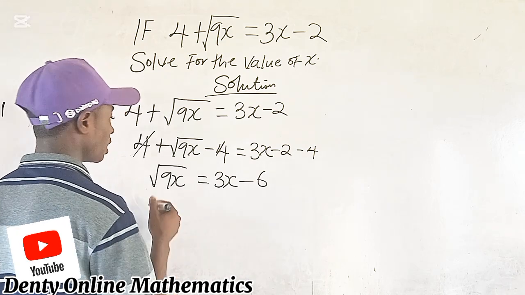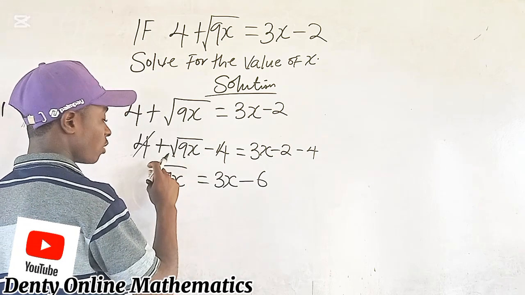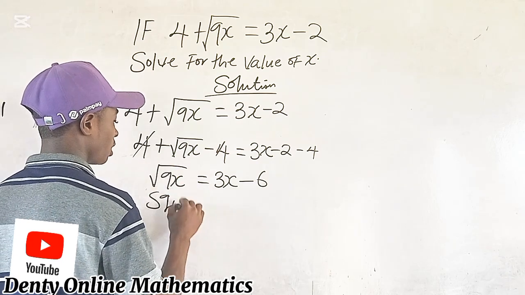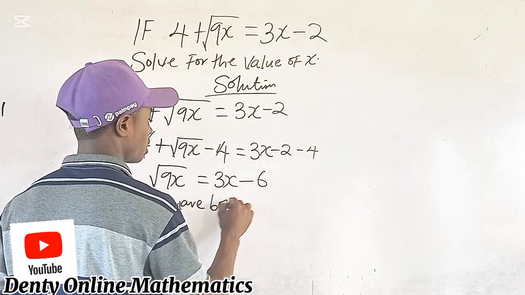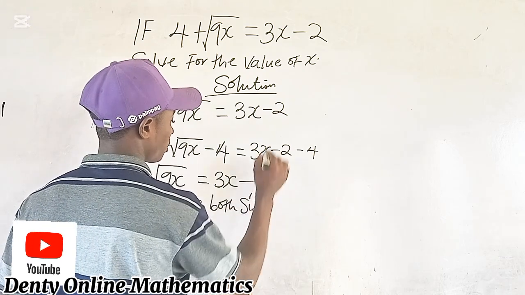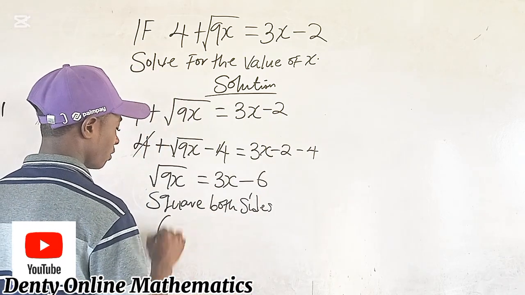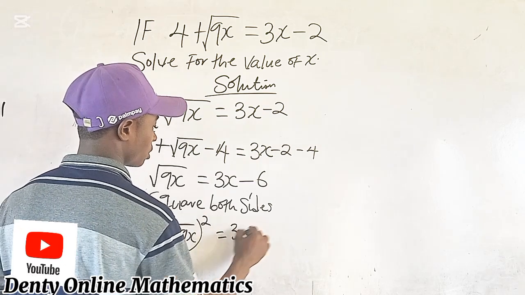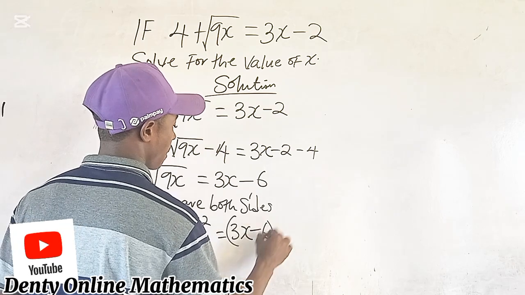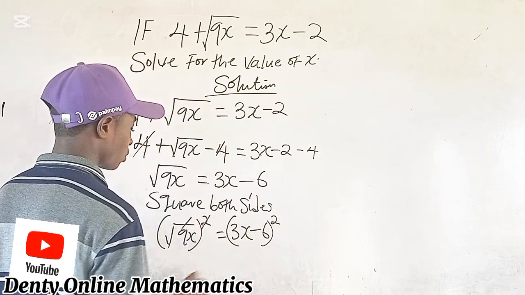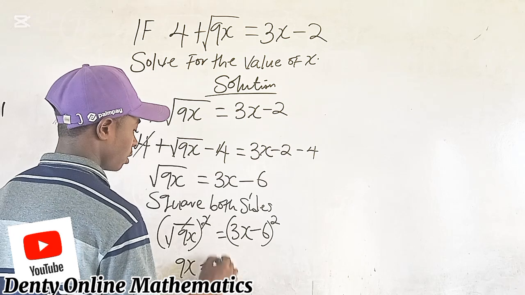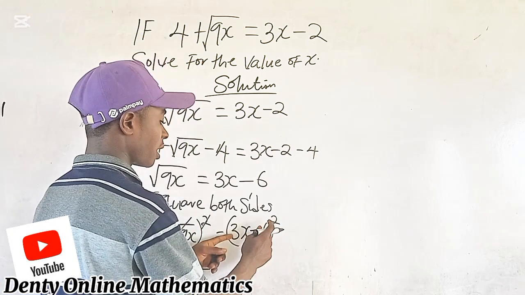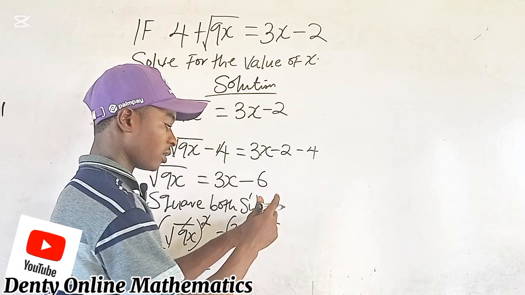Now, for me to eradicate this square root, or to remove this square root, I'll have to square both sides. So if I'm squaring both sides, I'm going to have the square root of 9x all squared to be equal to 3x minus 6 all squared. Now this square will cancel out the square root, and I'm left with 9x.